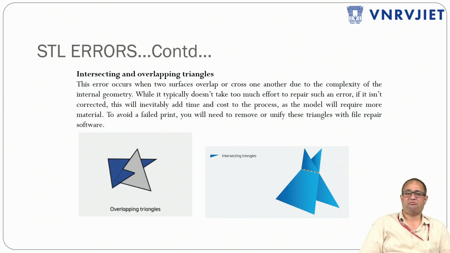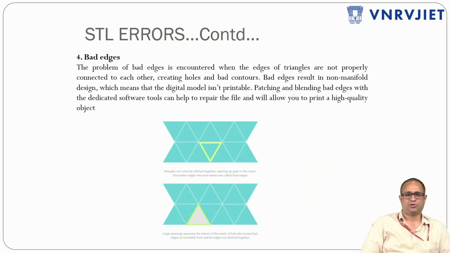To avoid a failed print, we need to remove or unify these triangles with file repair software. Sometimes, even if you work in the CAD software, it won't get sorted out. These issues can be solved especially by using STL repair software. I'm going to tell you later about the open source software we can work with.